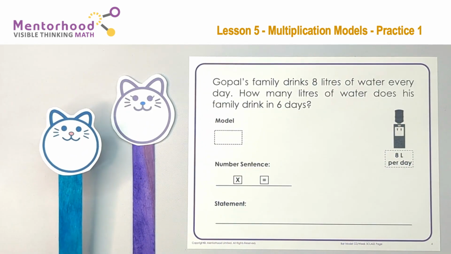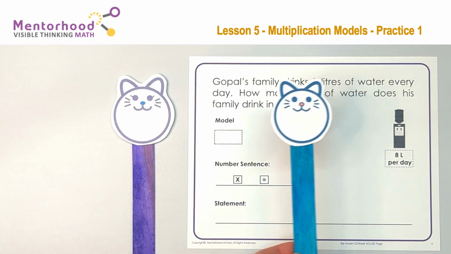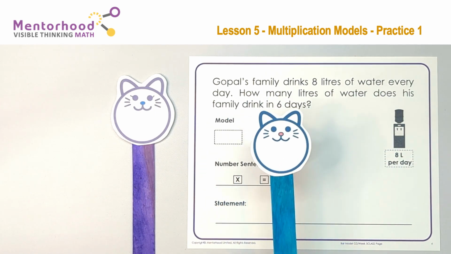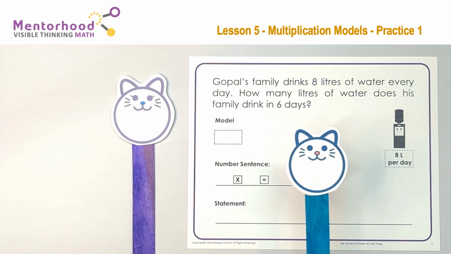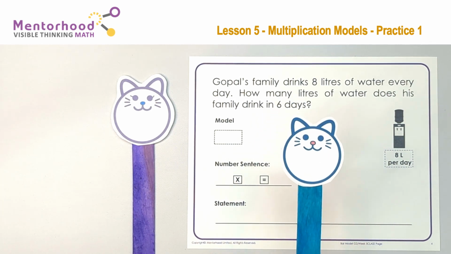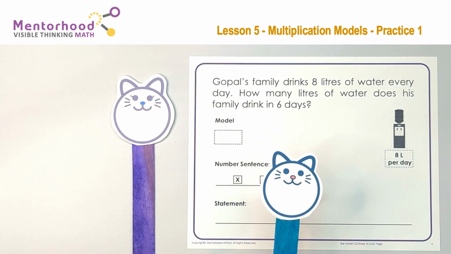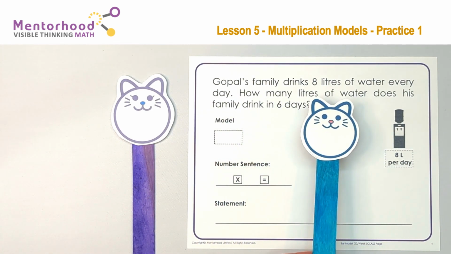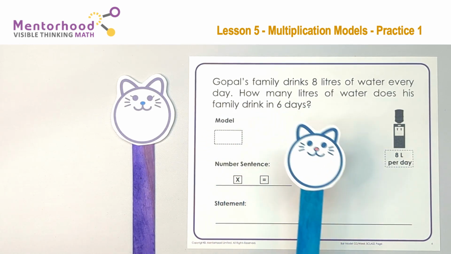All right, let's see if we can figure this out. Gopal's family drinks 8 liters of water every day. How many liters of water does his family drink in 6 days? 8 liters, does that sound like a lot? It's very important to drink lots of water every day, especially if you're a cat, a human. It's very important to stay hydrated in the winter, in the summer. Okay, let's get back to the question here. Gopal's family drinks 8 liters of water every day, and we want to know how many liters his family will drink in 6 days.